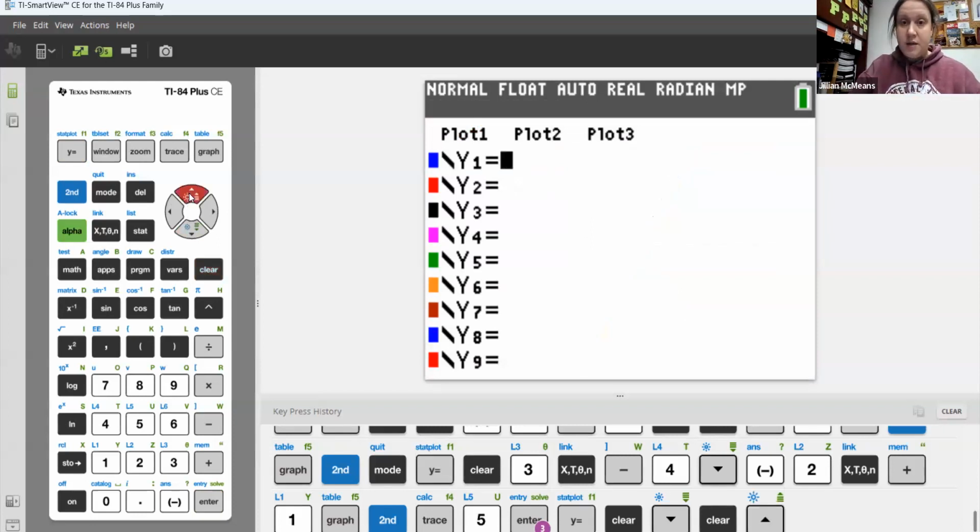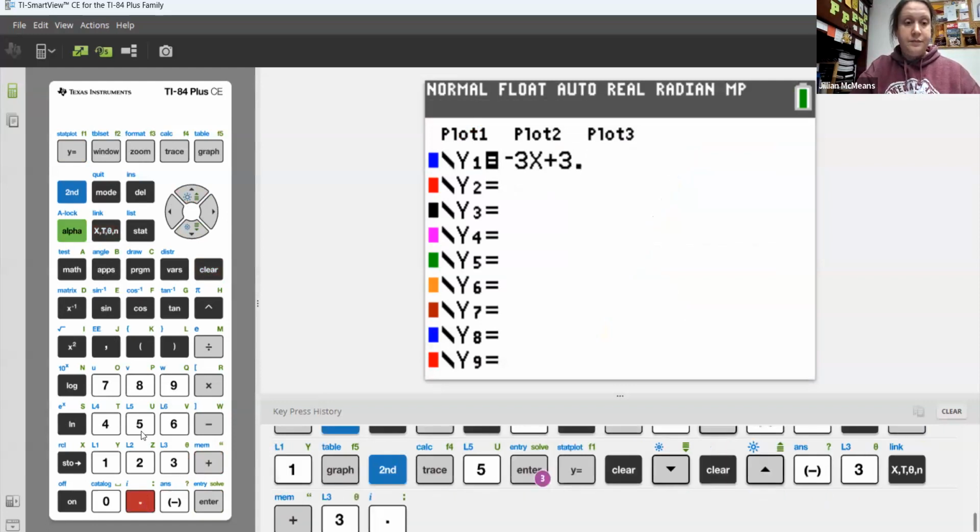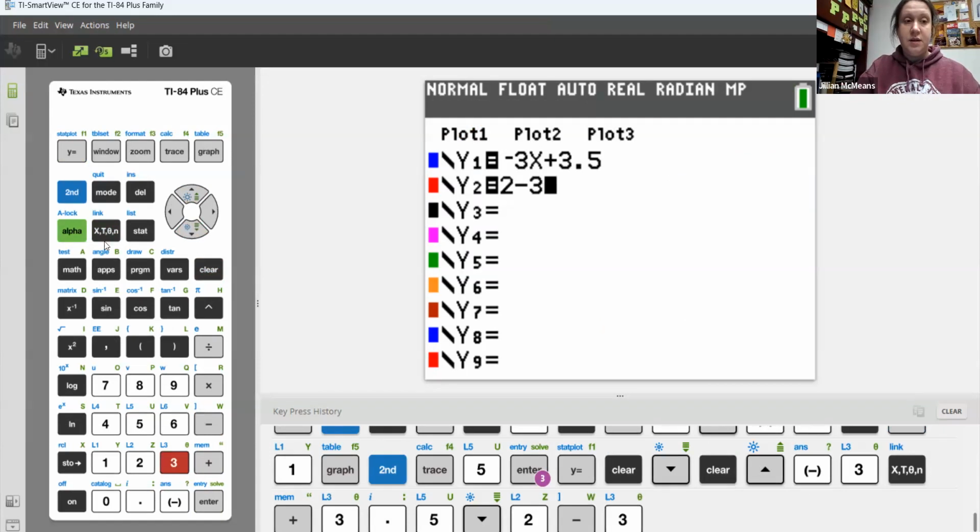So y1 is y equals negative 3x. So the negative button beside enter, the 3, and then that X,T,theta,n button, and it was plus 3.5. The second equation was 2 minus 3x.